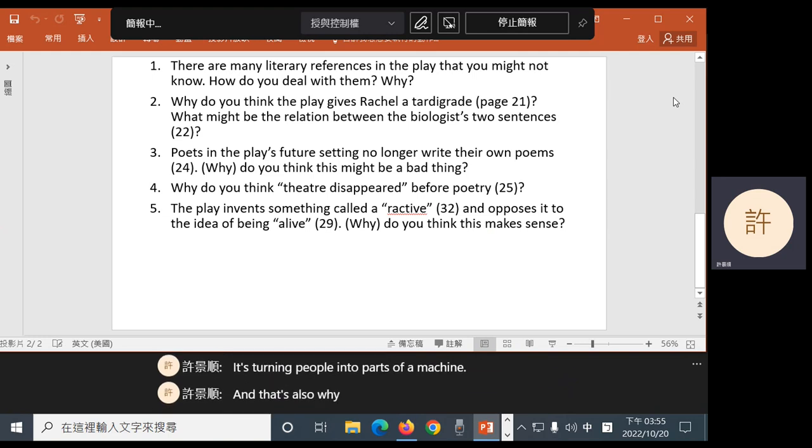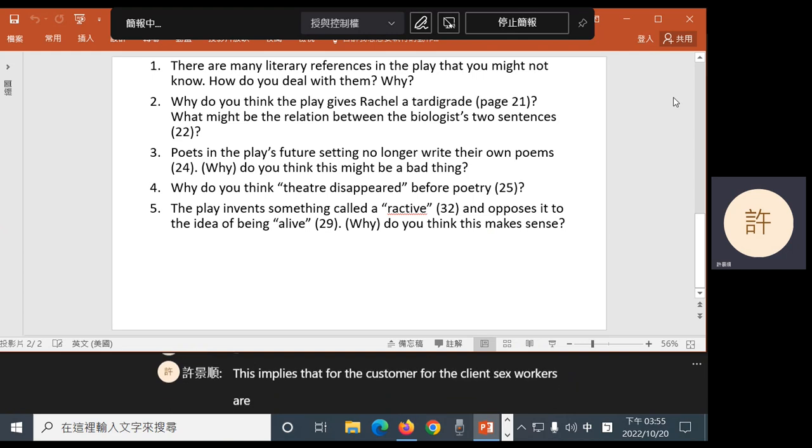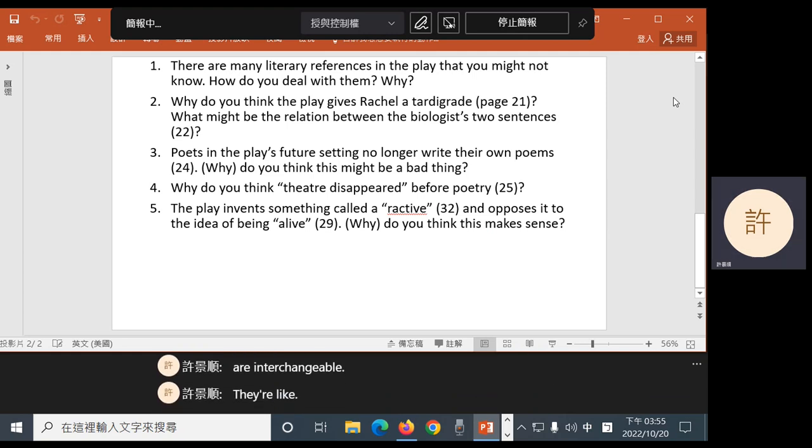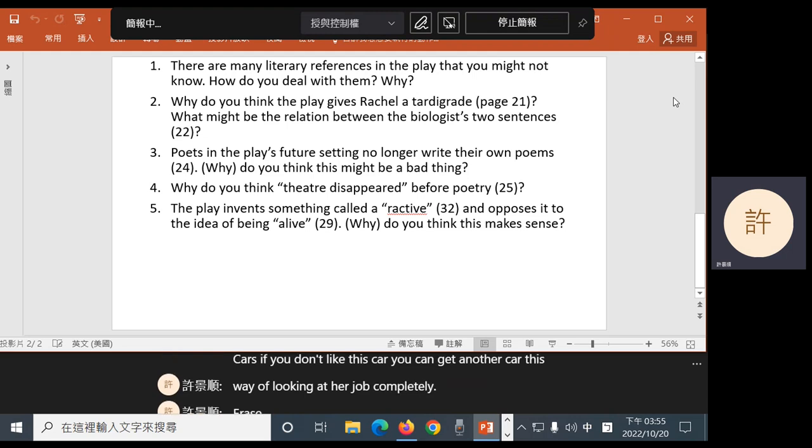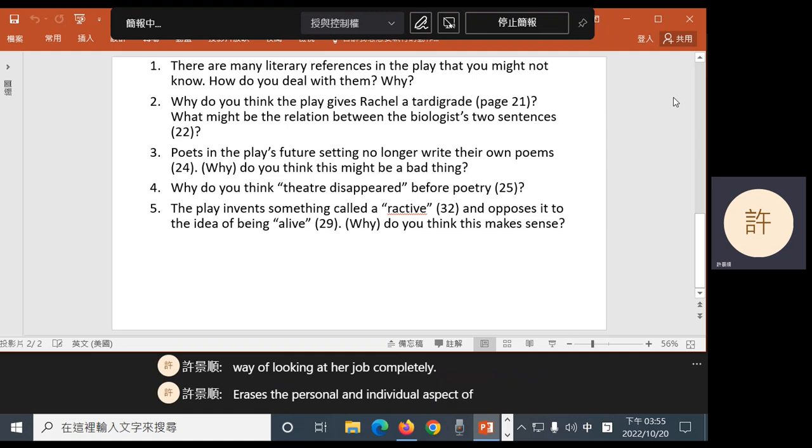And that's also why in group one's discussion, I mentioned that they talked about Rachel's job as a sex worker. When she says at the bottom of page 29, ask for another girl, this implies that for the customer, for the client, sex workers are interchangeable. They're like cars. If you don't like this car, you can get another car. This way of looking at her job completely erases the personal and individual aspect of human existence.